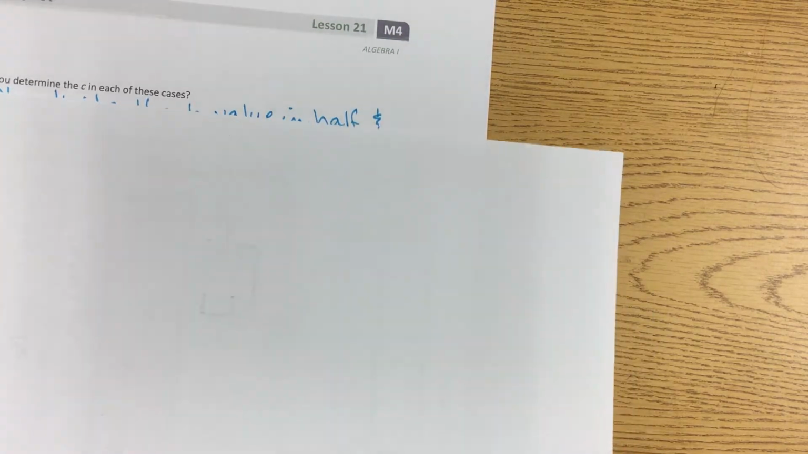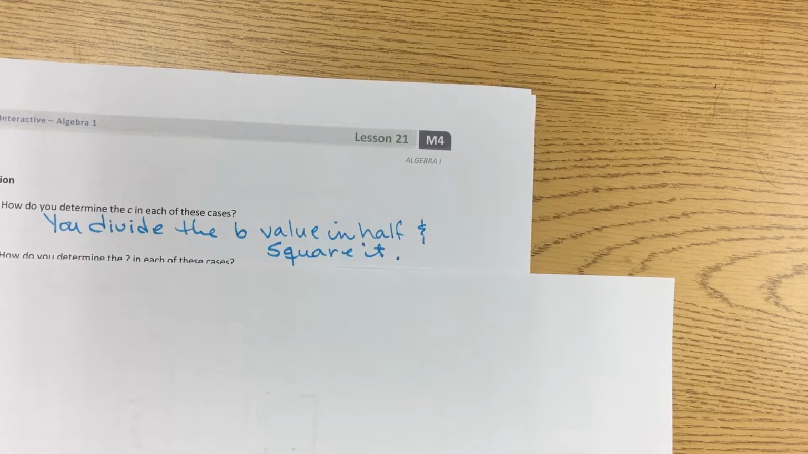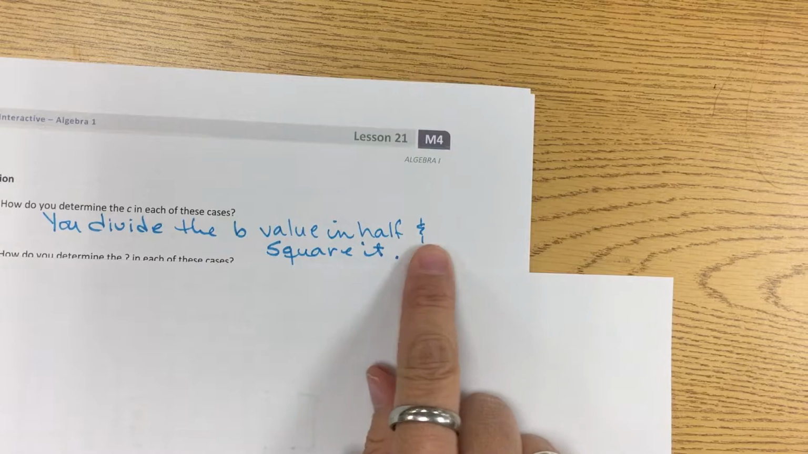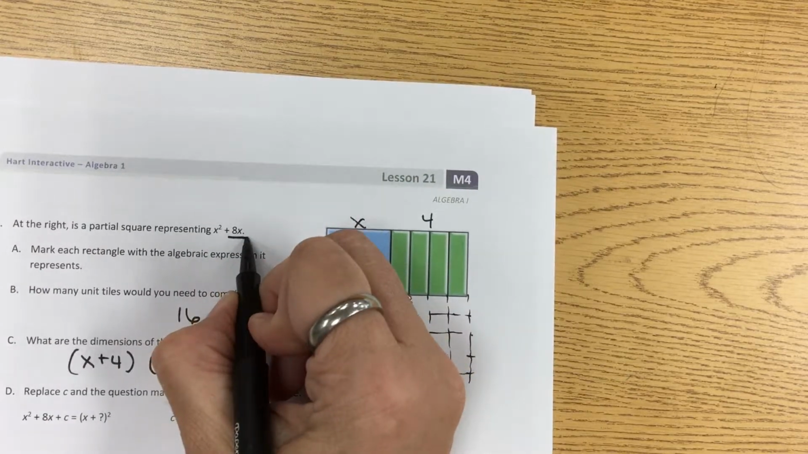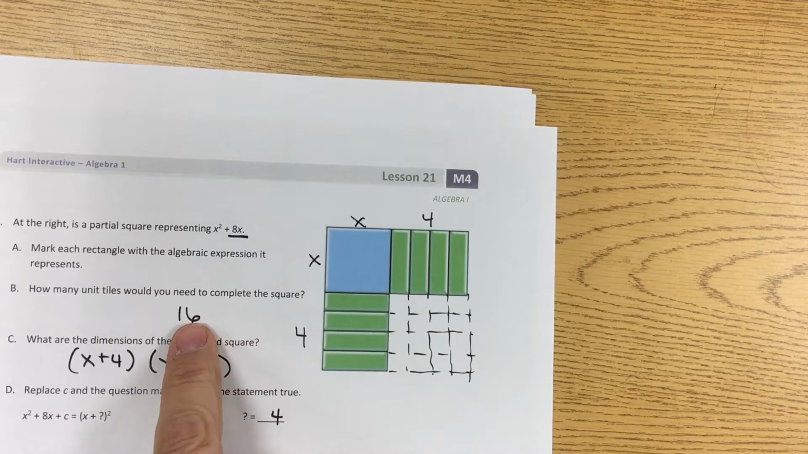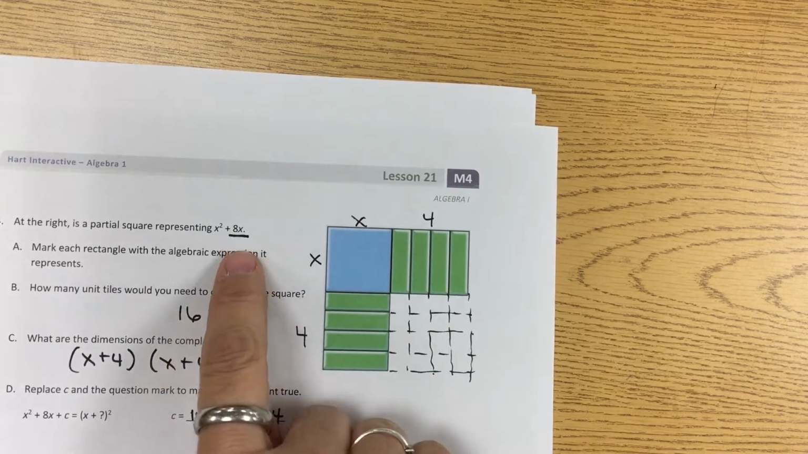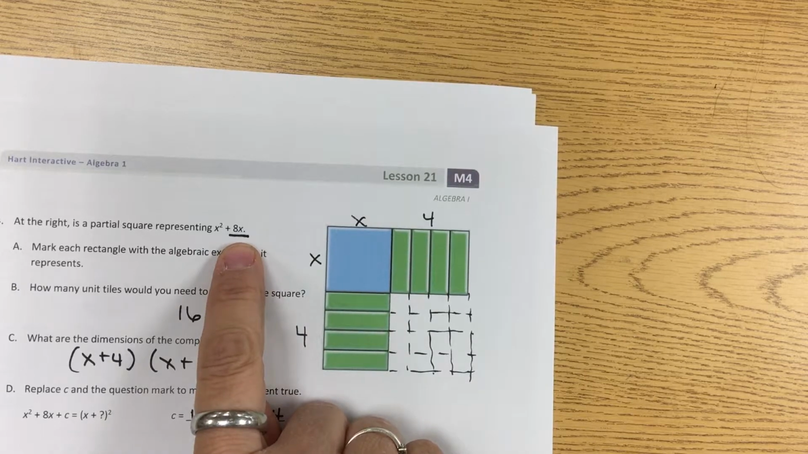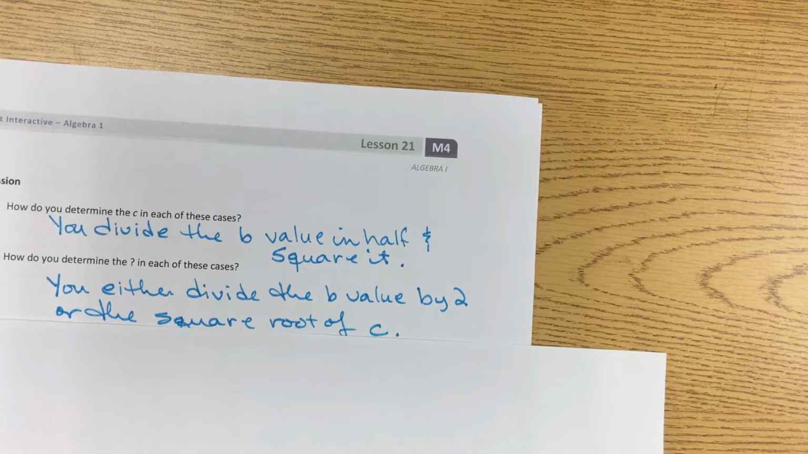Okay, number 6. Hopefully you divided the b value in half and you squared it. So if I turn this back over here, my b value was 8. Half of 8 is 4, and I squared that to get 16. Then the question mark, isn't that just half of your b value? So that is how I got the question mark. It's just half of the b value.